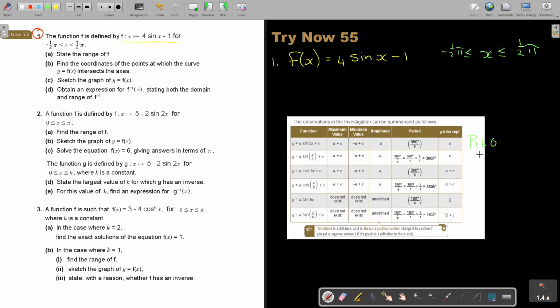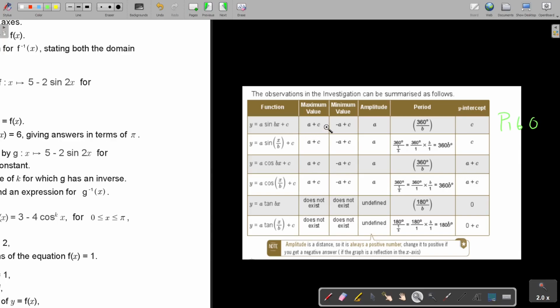Okay, so in this question, I'm going to find the maximum value and the minimum value. Now, sin. I can even make it a bit bigger. How did I find the maximum value? Can you remember? A plus c. How did I find the minimum value? Negative a plus c. Okay, so do you see, because it didn't exist there, I could use the other method there. But for this one, because it's a curve, I must now find the maximum and the minimum.